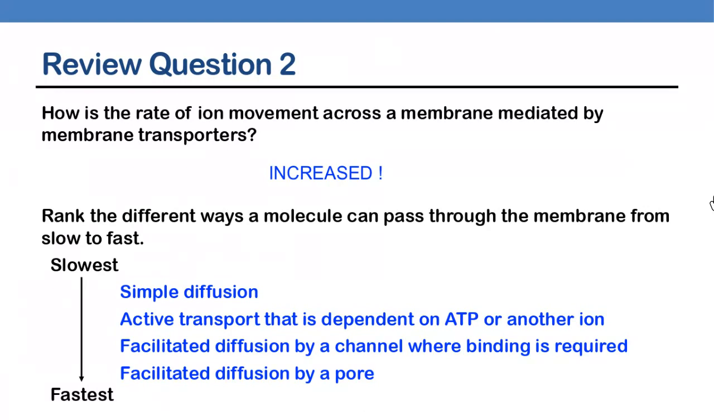Yes, and someone wrote in the comments, pore is usually made from a beta barrel, which is true, so it doesn't require a conformational change. So all the other steps require some sort of binding and conformational change, which takes a little more time. Someone says, so no binding with a pore? No, not usually. There is some specificity depending on what the pore is lined with, but it's not necessarily binding and moving.